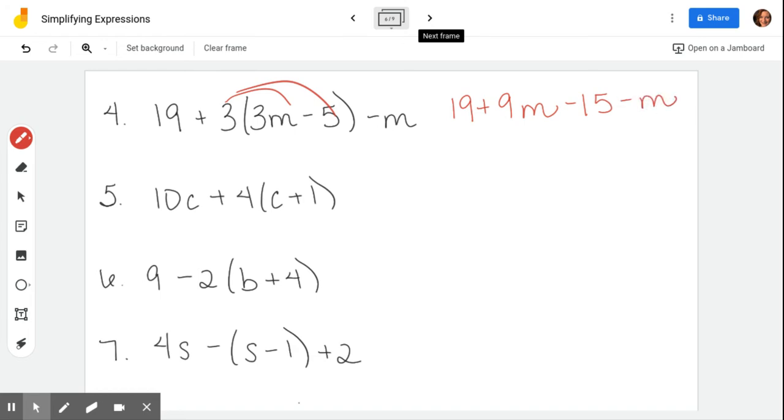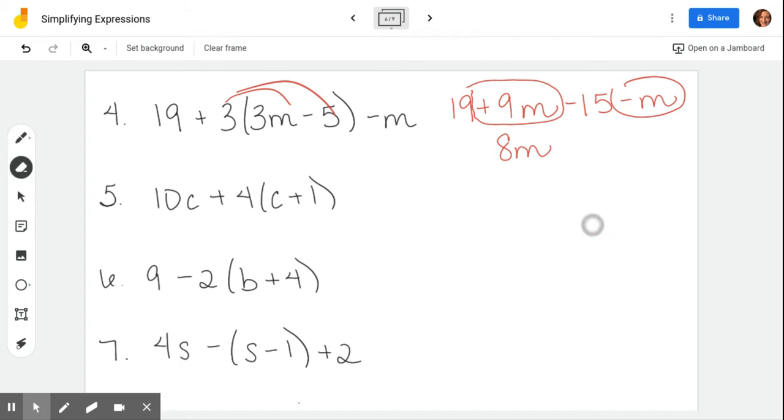I'm going to do my m's first. I see positive 9 and minus 1. 9 minus 1 leaves me with 8m. And then I'm going to stick my constants in there. On my constants, I have a 19 and a minus 15. 19 minus 15 leaves me with a positive 4. There's my simplified expression.